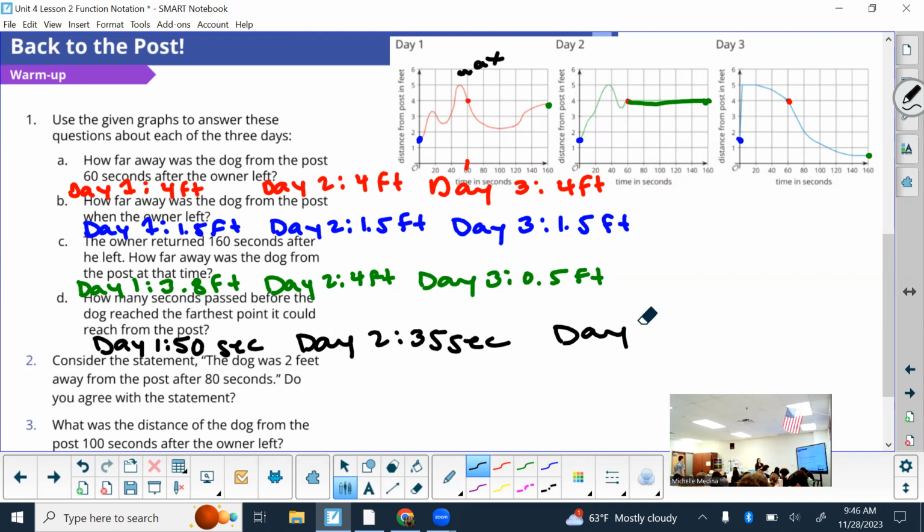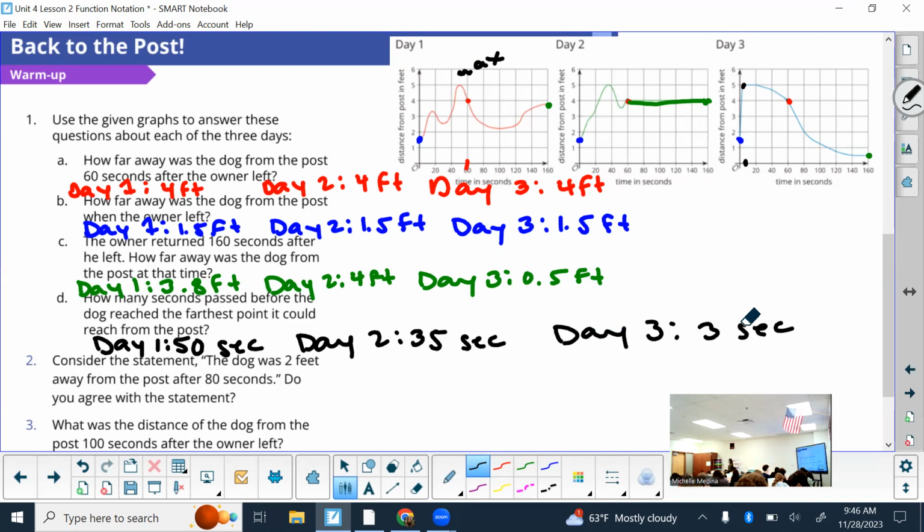Now where was I? Table 5. For day 3, how many seconds passed before the dog reached the farthest point it could from the post? Maybe 5 seconds. It's right here. So whatever you estimate that to be, seconds wise. If these are counting by 20, I think my first hour estimated it to be like 1 second. However you want to estimate it, 5 seconds I think would be fine. But just know we're talking about what is on our x-axis. So I'll even average that. I'll give it 3 seconds, but it's around there.